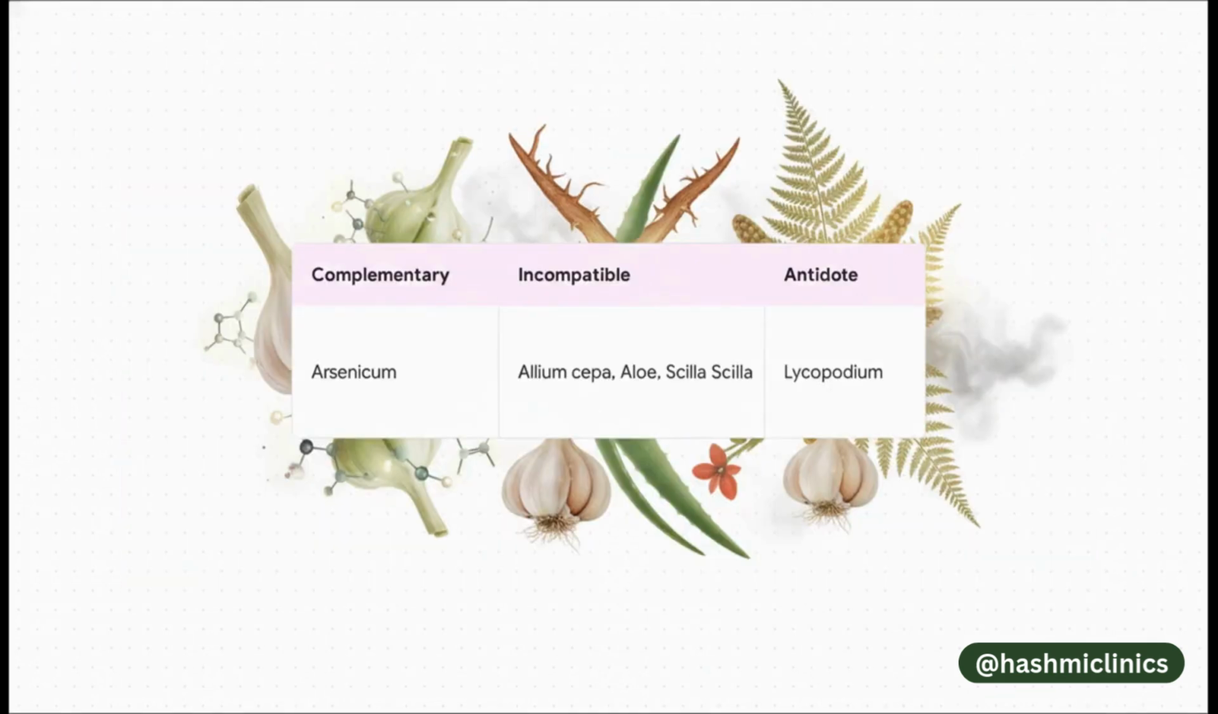Remedy relationships. You know they're essential for effective case management. Take note that Arsenicum album is a key complementary remedy, and that's likely because of the shared hypochondriacal anxiety and those burning digestive complaints. But be aware of the incompatibility with its botanical cousin, Allium cepa. And interestingly, Lycopodium, which we just compared it to, can actually serve as an antidote.